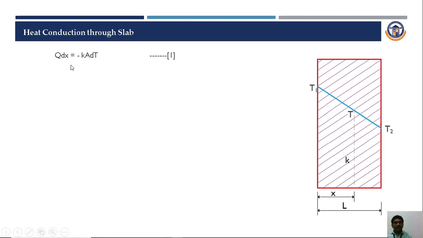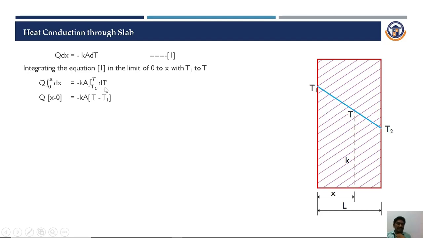Using these two limits, we can rewrite the same equation as q dx equal to minus kA dT. Introducing the new limits 0 to x and T1 to T, we integrate the relation: the integral of dx from 0 to x equals minus kA times the integral of dT from T1 to T. The integral of dx is x, applying limits gives x minus 0, and minus kA times the integral of dT is simply T.